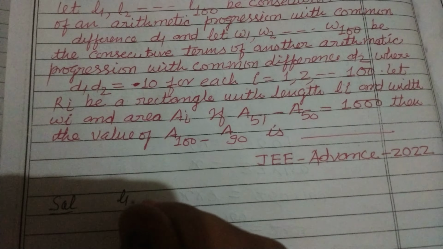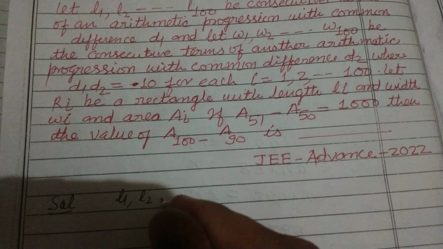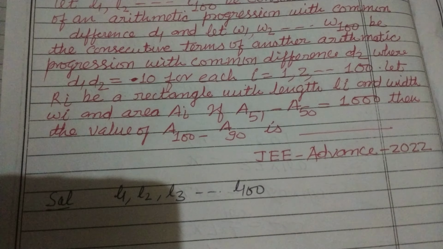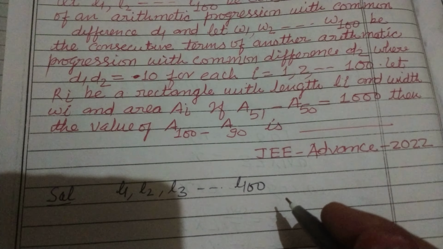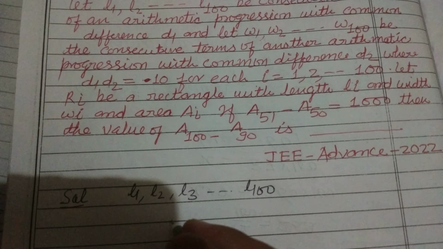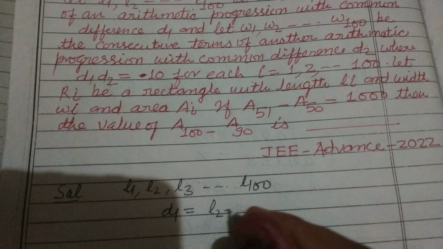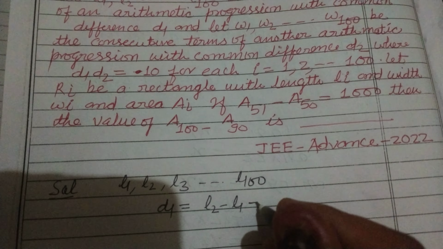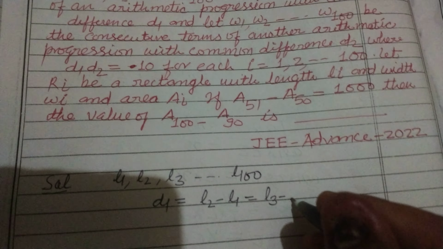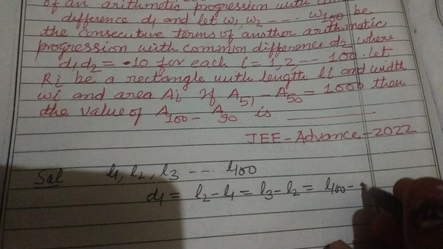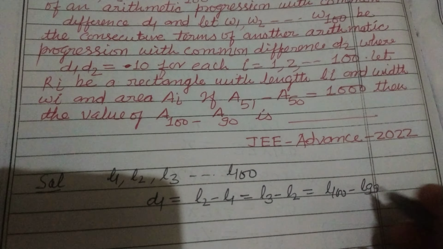Here L1, L2, L3 up to L100 are the consecutive terms of an arithmetic progression, and their common difference is D1. So D1 equals L2 minus L1, or we write L3 minus L2, or L100 minus L99. Okay.